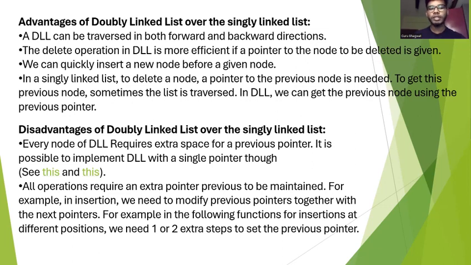The next one is that all the operations require an extra previous pointer to be maintained. For example, when we insert an element into the linked list, we need to modify the previous pointers together with the next pointers. For example, in the following function for insertion at different positions, we need one or two extra steps to set the previous pointer. So this is another disadvantage of the doubly linked list, because we have to initialize and maintain extra pointers for the previous node. For insertion, we need to modify the previous pointer address also. This is the most important disadvantage of the doubly linked list.